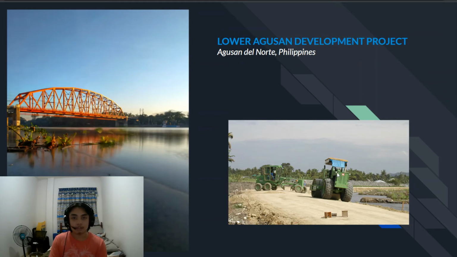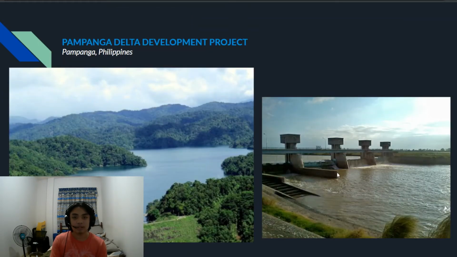Flood control works involve a river floodway, levees, flood walls, and bridges and viaducts. Irrigation works for 8,500 hectares involved 2 pumping plants, mains and laterals, canal structures, and roads. Our next example is the Pampanga Delta Development Project, which can be found in Pampanga, Philippines.